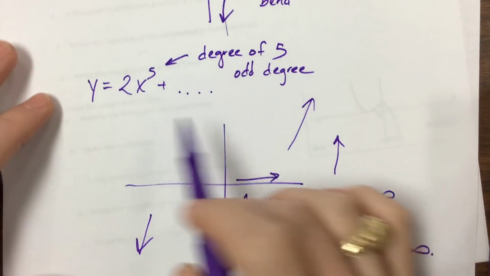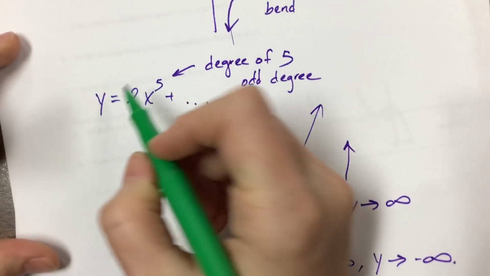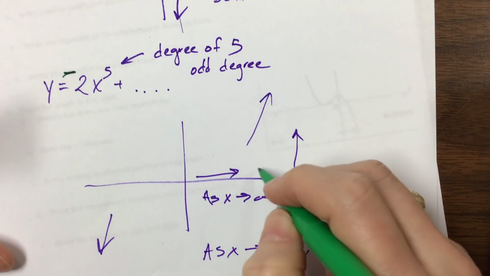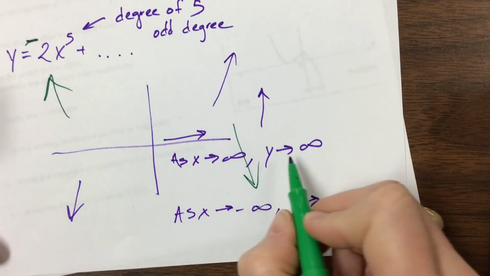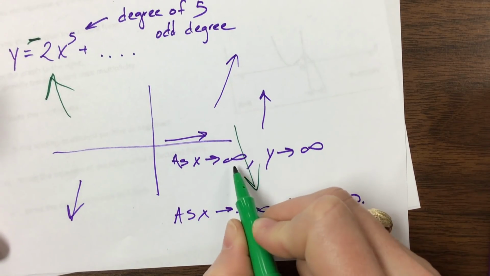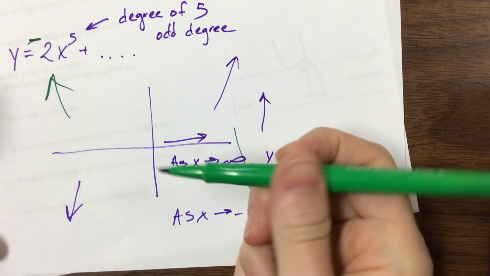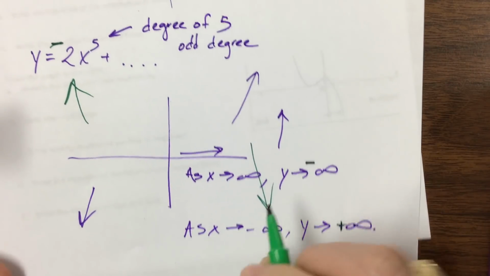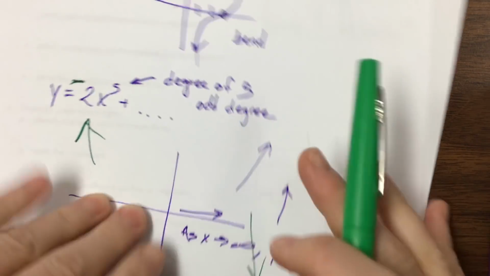I can change that. Here, let me use a different color. If I make this a negative out here, that's going to reflect it. And so now it's going to be going this way at the end and that way at that end. So as x goes to positive infinity, y goes to negative infinity. As x goes to negative infinity, y is going to positive infinity. Okay, so that was an odd degree leading coefficient.